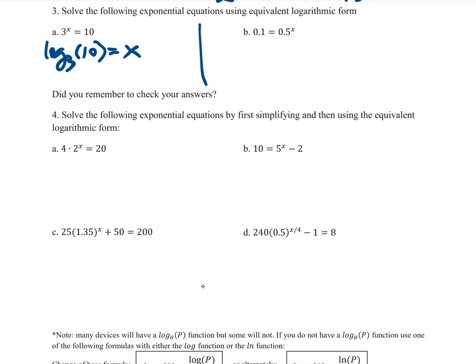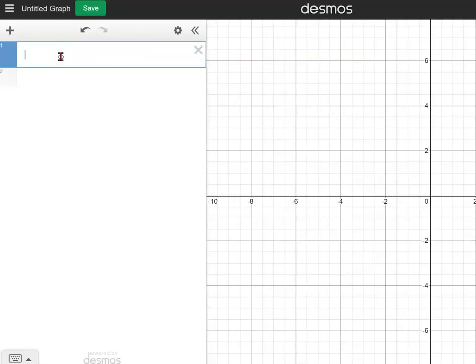Letter B, 0.1 is equal to 0.5 to the power of x. The base of the exponential is 0.5. Like this one, the base here is 3. So to write in log form, that base is going to be the base of the log. Log base 0.5 of 0.1 is equal to x. Okay, now let's go to Desmos to get the answers.